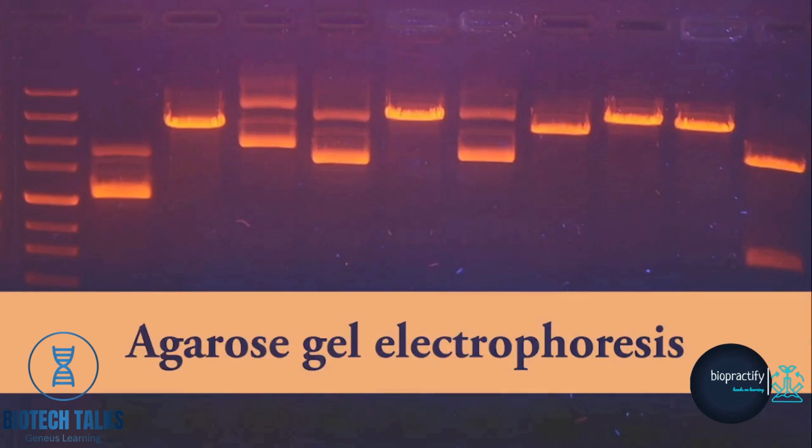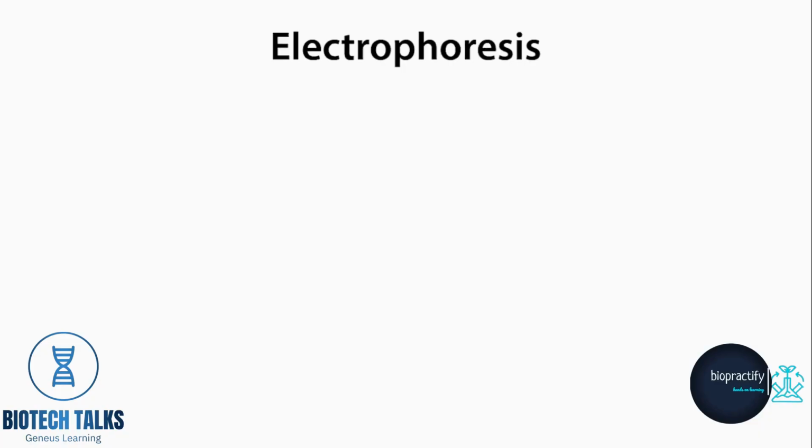Hello everyone, welcome back to our channel, and today we'll talk about agarose gel electrophoresis. So electrophoresis, as you all know, is the separation of DNA or protein in the presence of an electric field. Now electrophoresis could be of two types: agarose gel electrophoresis and polyacrylamide gel electrophoresis.